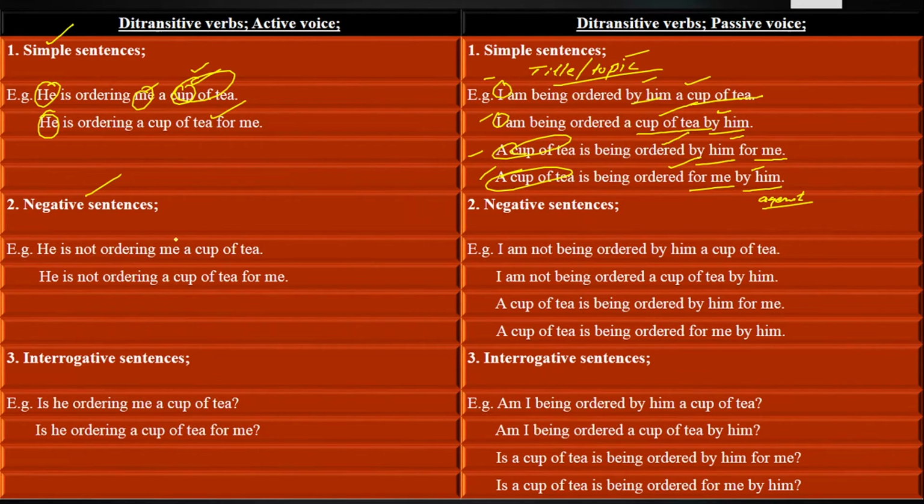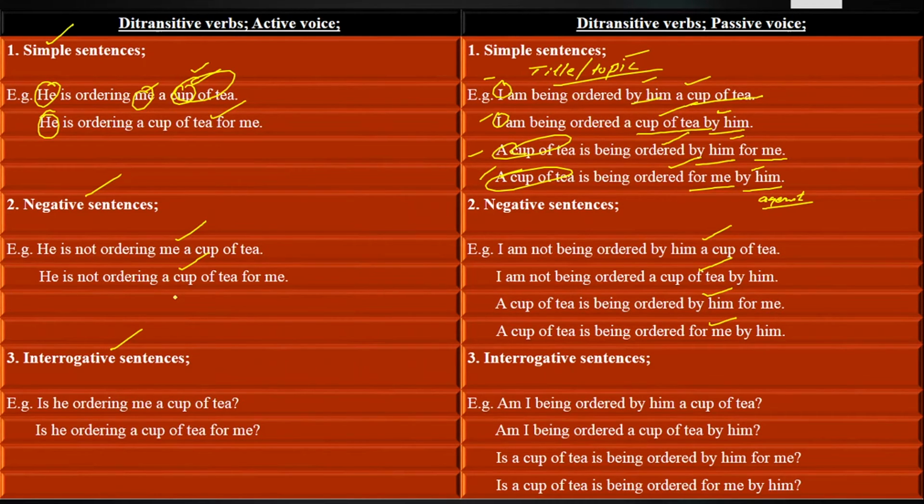He is not ordering me a cup of tea. He is not ordering a cup of tea for me. I am not being ordered by him a cup of tea. I am not being ordered a cup of tea by him. A cup of tea is not being ordered by him for me, and a cup of tea is not being ordered for me by him.